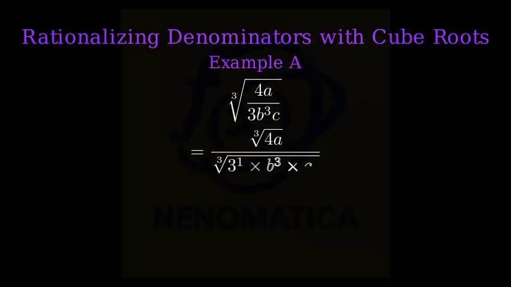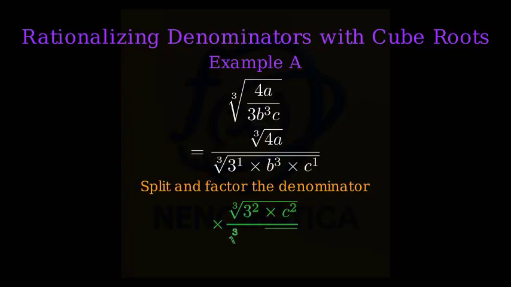First, split the cube root of a quotient into a quotient of cube roots. Then factor the denominator so you can see powers clearly, writing 3 to the first and c to the first. Multiply by 1 in a helpful form, a cube root of 3 squared times c squared over itself, so that the denominator becomes a perfect cube.